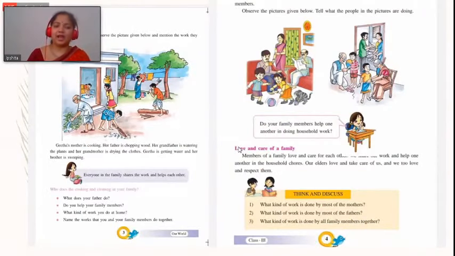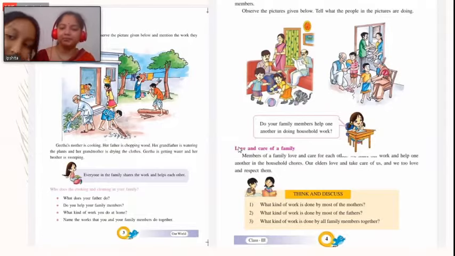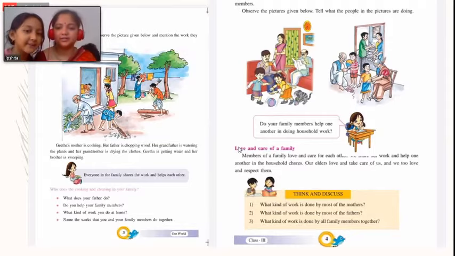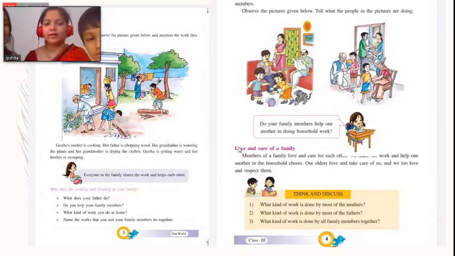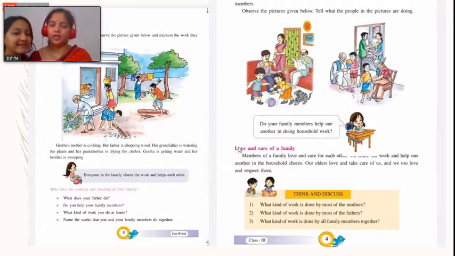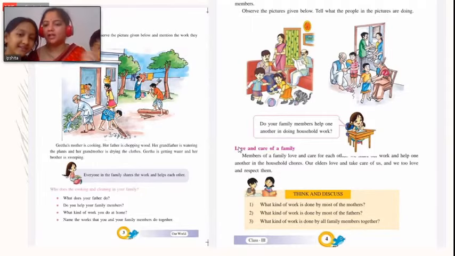Okay. Now let's look at this picture. Look at this picture. What do you see in this picture? In this picture, there's a family working together. Family working together. Now, who is cooking? Mother. Mother is cooking. And what is father doing? He's cutting wood. Cutting wood.